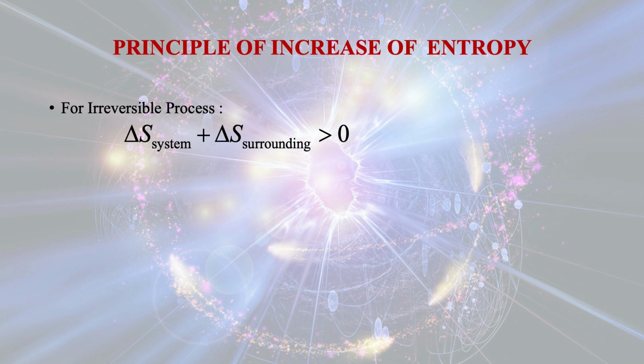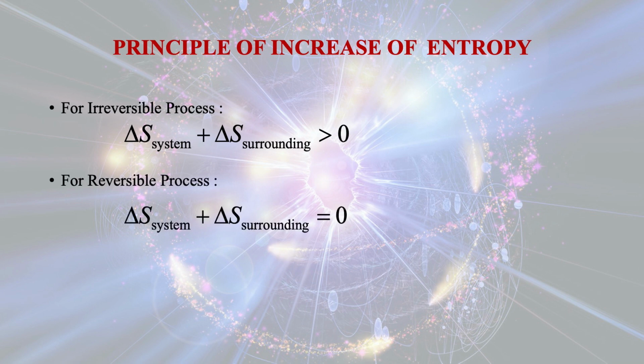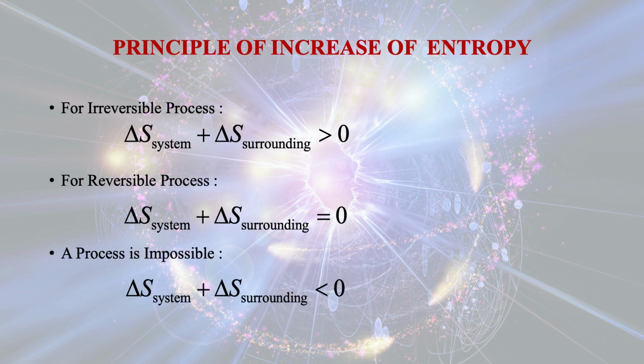So for an irreversible process, the change in entropy for the system plus the change in entropy for the surrounding is greater than or equal to 0. For a reversible process, the change in entropy for the system plus the change in entropy for the surrounding is equal to 0. But a process is impossible when delta S system plus delta S surrounding is less than 0. So the change in entropy for the system plus the change in entropy for the surrounding for an isolated system can never become less than 0.